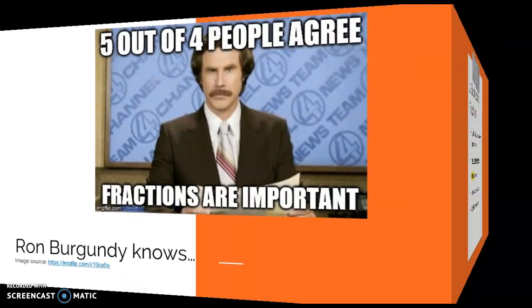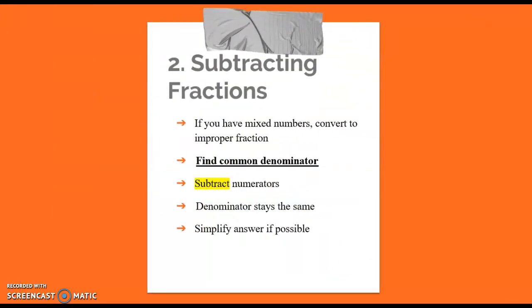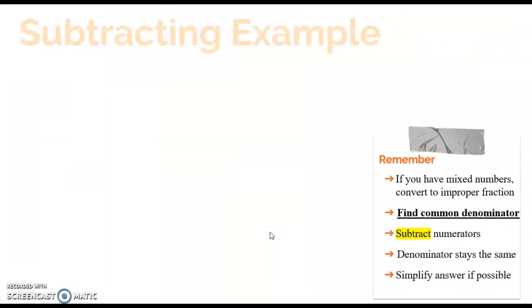All right, let's keep going. All right, subtracting fractions. If you have mixed numbers, we're going to start the same way and convert them to improper fractions to help us when we get negatives this year. Same thing as addition. Find the common denominator, but this time we're going to subtract our numerators, keep the denominator the same, and simplify our answer.